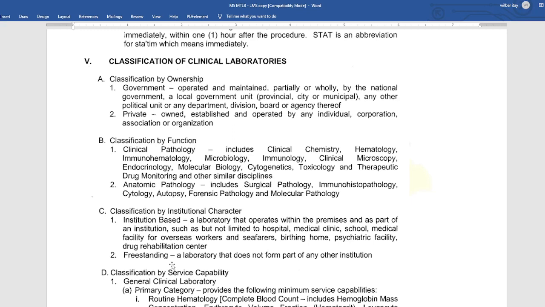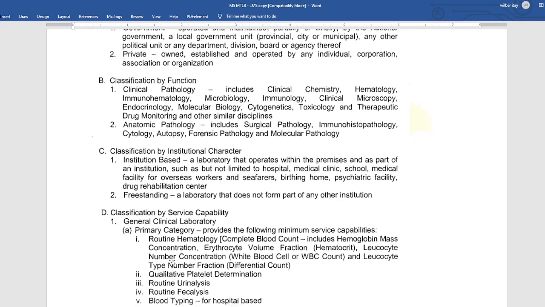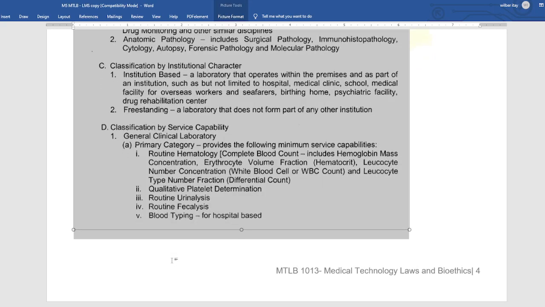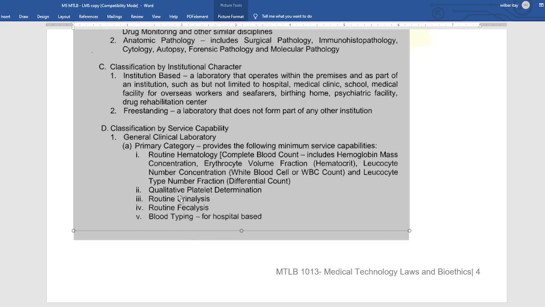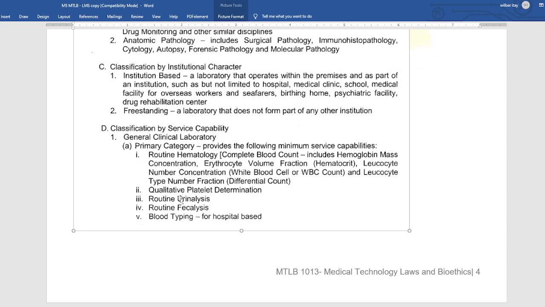Okay, so in NCR areas, there are many clinical laboratories. What they do is that they only test specimens. Okay? Clinical laboratory lang siya. Hindi siya parte ng isang hospital, hindi siya parte ng isang company or institution. Pag service capability naman, we have here general clinical laboratory, we have primary, secondary, and tertiary. Okay guys, take note. Okay, this is very important.